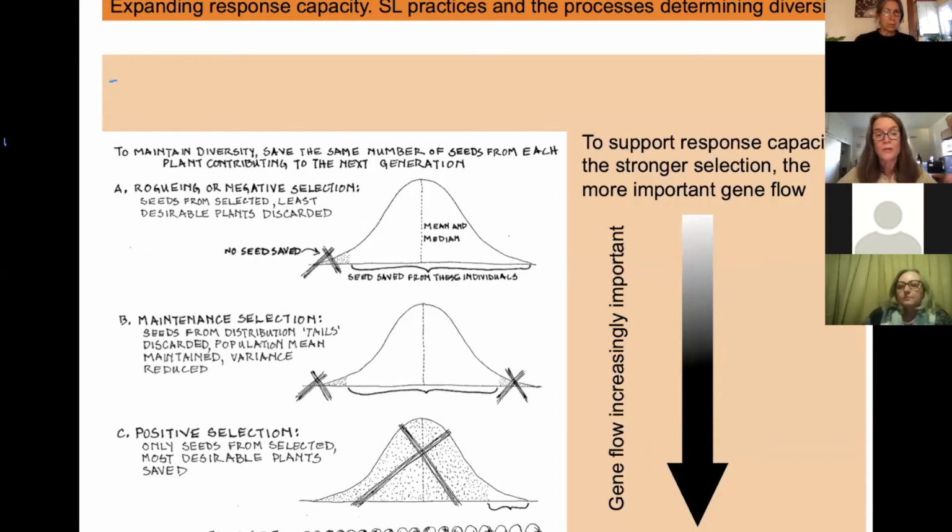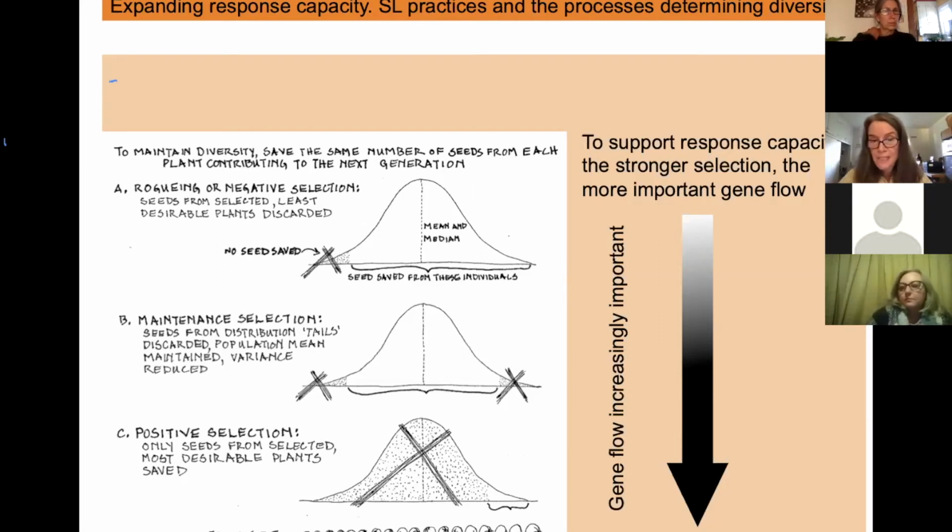So you're removing those two tails. And then the last example is positive selection. And this is what most of us typically think about when we think about plant breeding and selection in general, that you're finding those great, perfect, the best plants, and you're saving seeds only from them. So what happens though is you go from A to B to C.